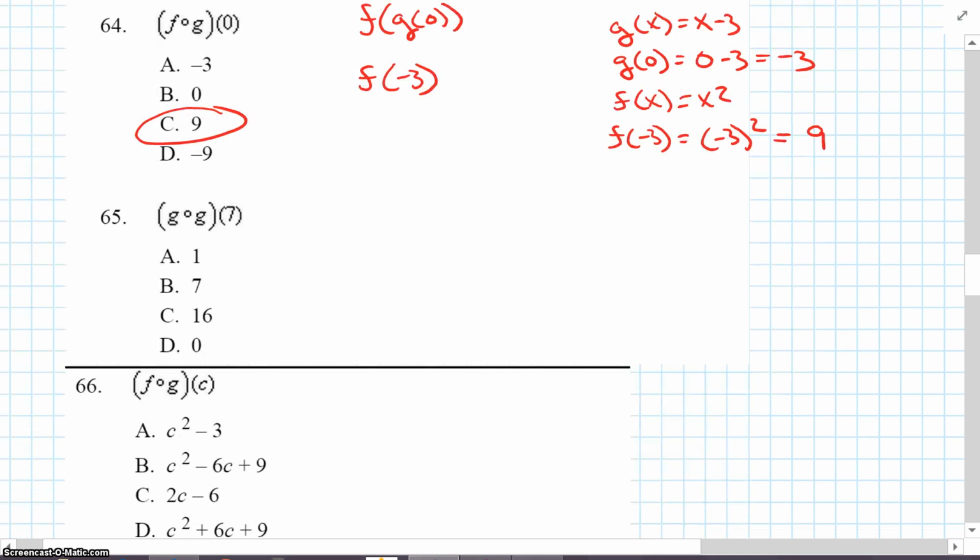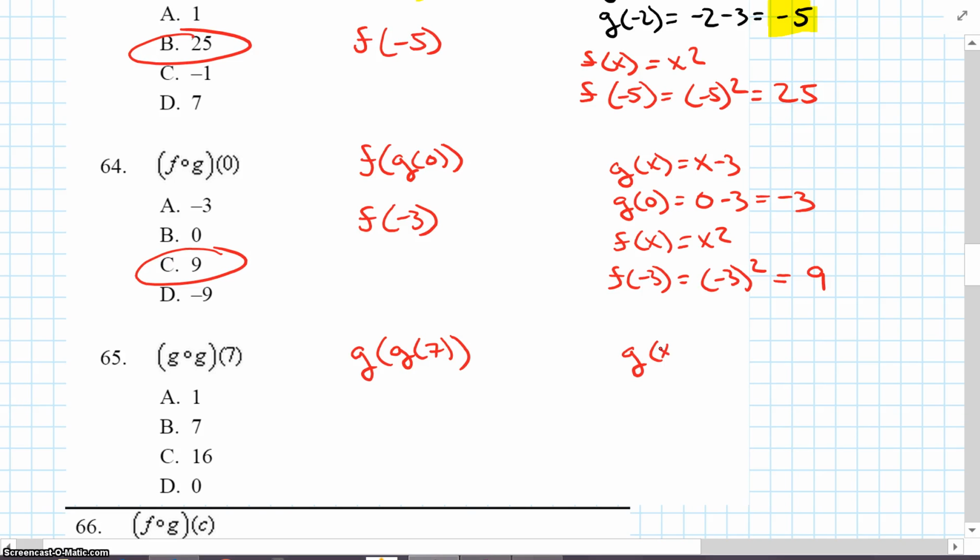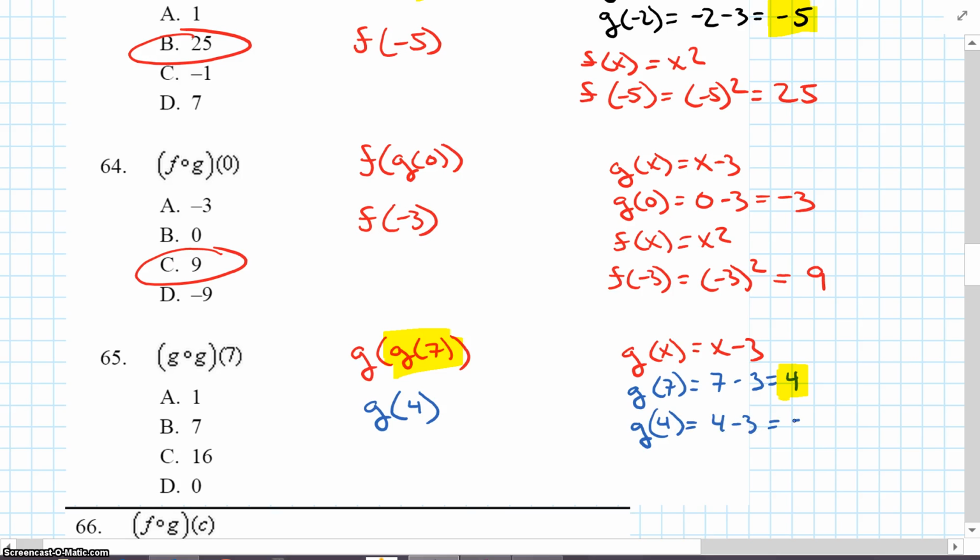Okay, 65. The g of the g of 7. Interesting. So g of x is x minus 3. I'm going to change my pen colors. So g of 7 would be 7 minus 3, which would be 4. Again, we can replace that with that, so now I can write g of 4. Well, g of x was x minus 3, so g of 4 would be 4 minus 3. So the answer would be 1.